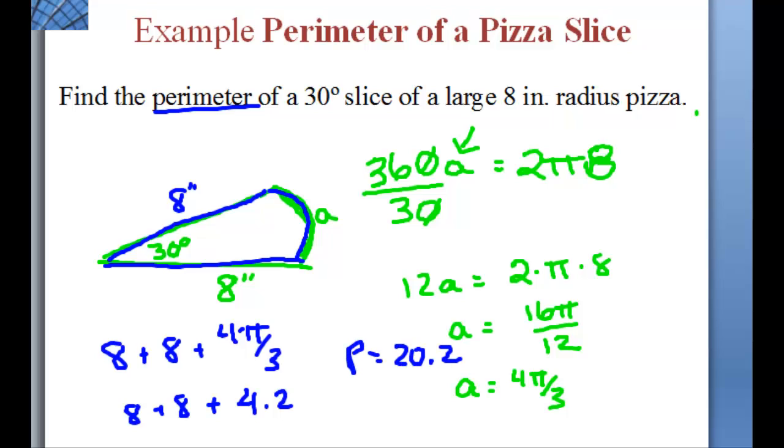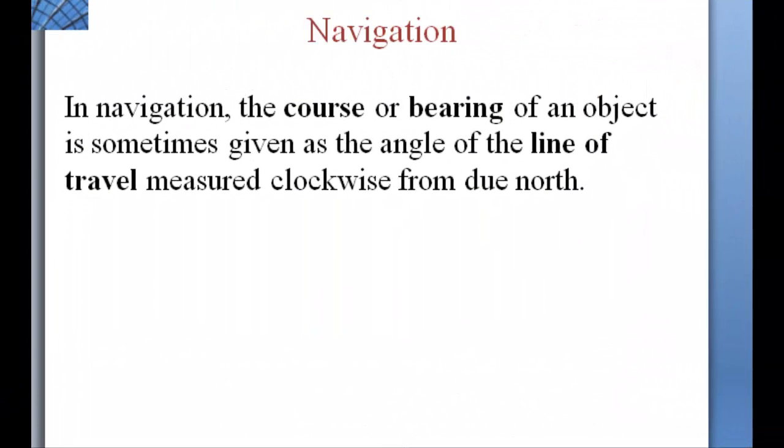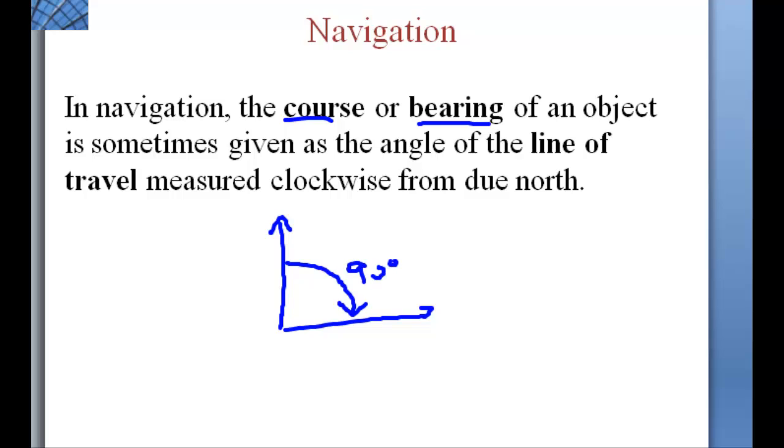So our perimeter is 20.2 inches. And finally, I just want to talk about navigation. If we're looking at the course or the bearing of an object, we are going from due north clockwise. So a 90-degree bearing is going to look like this. This would be our 90-degree bearing. A 30-degree bearing would be something like that.